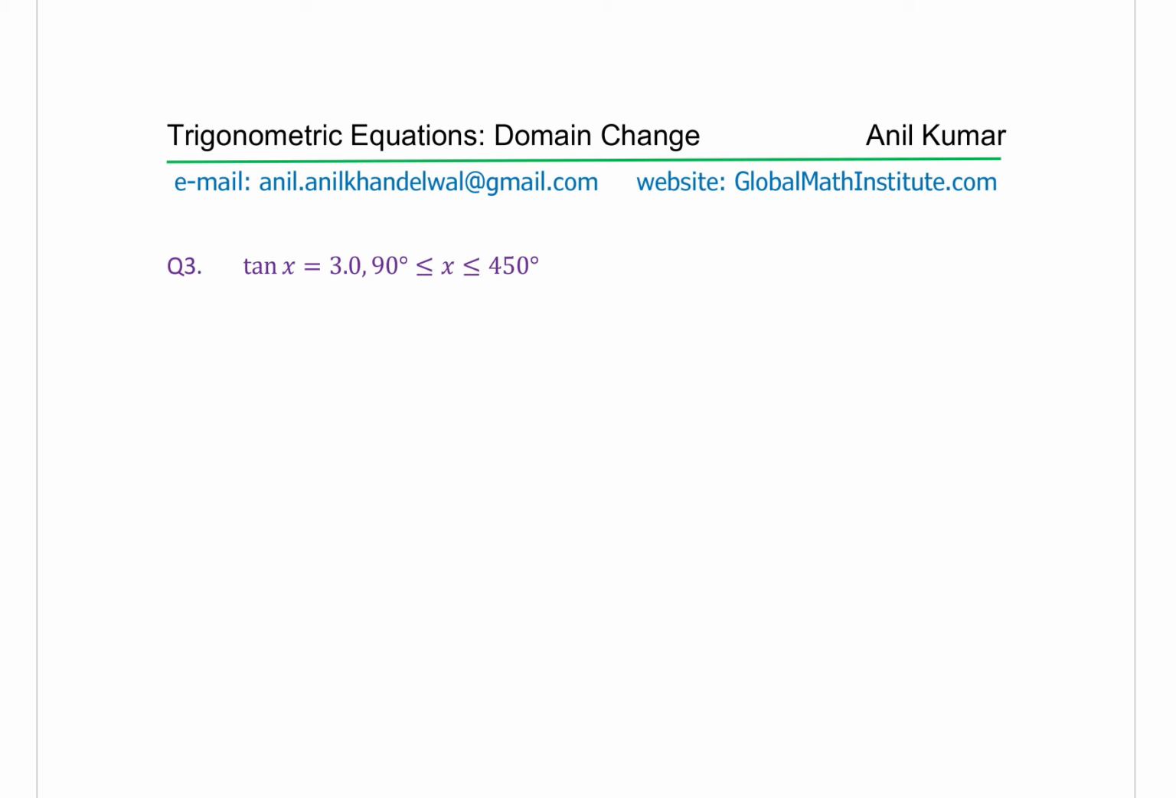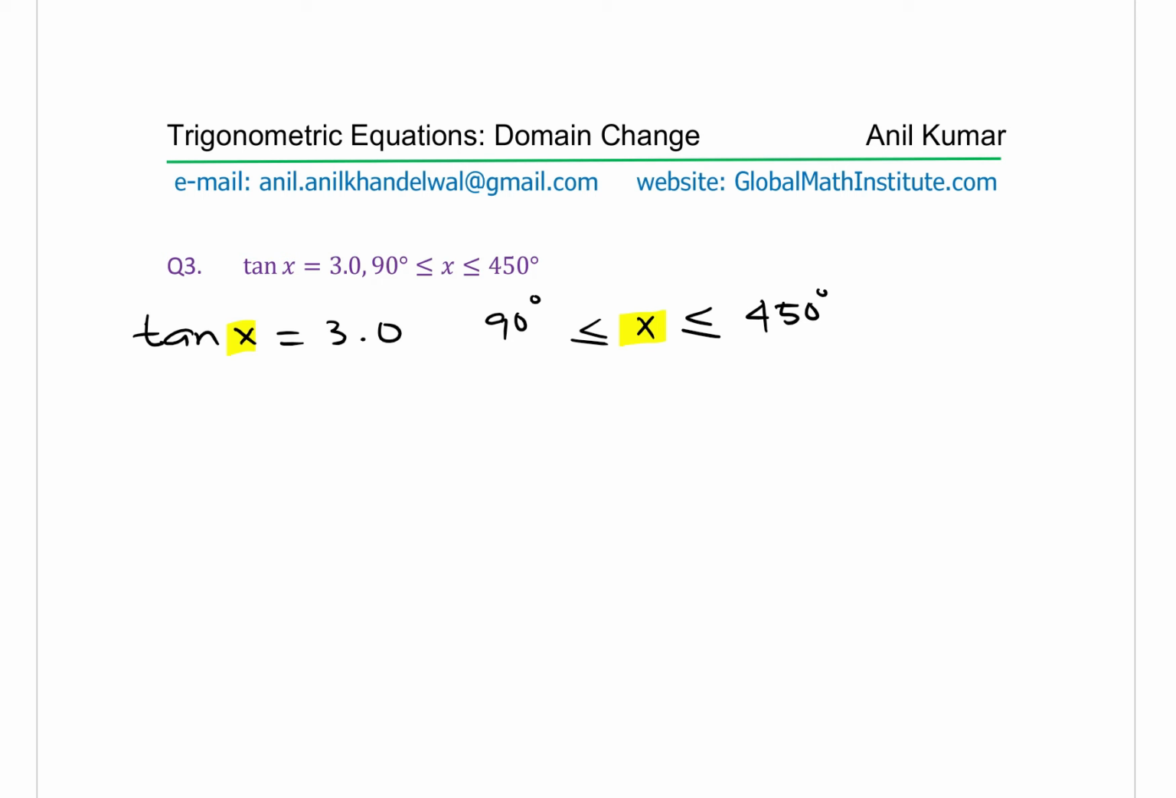Now let's take the next example, which is based on tangent. So we have here tan of x equals 3.0, and the value of x is between 90 degrees and 450 degrees. So we have changed the domain altogether. Since we are talking about the same argument, which is x in both the cases, we don't really have to modify the domain. But we have to look for solutions in the given domain, right?